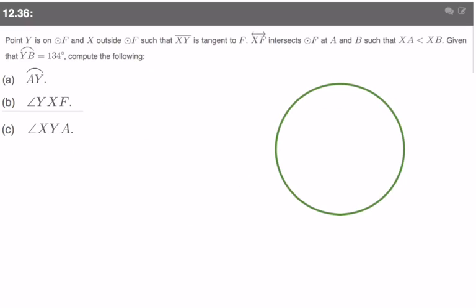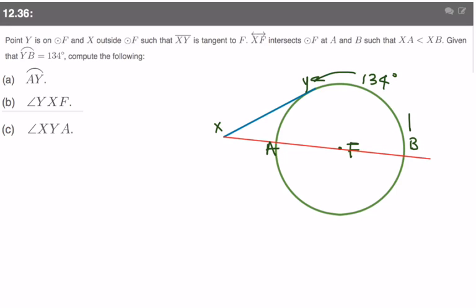Now, number 36. Point Y is on circle F, and X is outside of circle F, such that XY is tangent to circle F. XF intersects circle F at A and B in this way. Since XA is less than XB, A is closer to X than B, and YB is 134, that tells us that YA must be equal to 46 in terms of the arc.